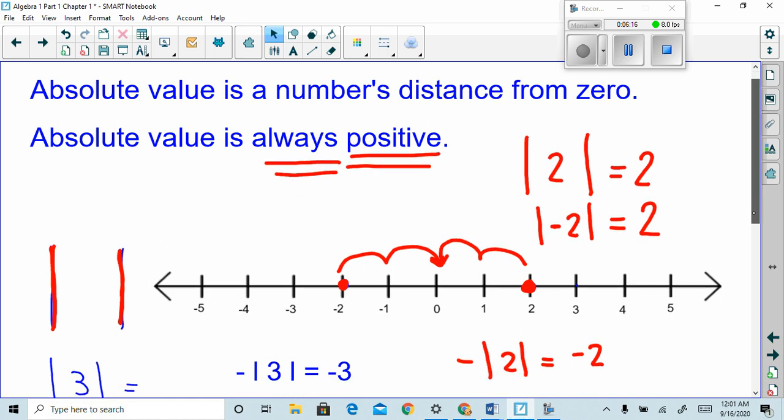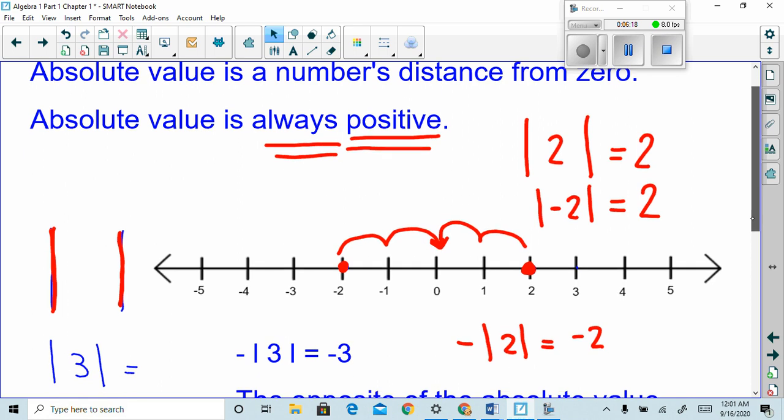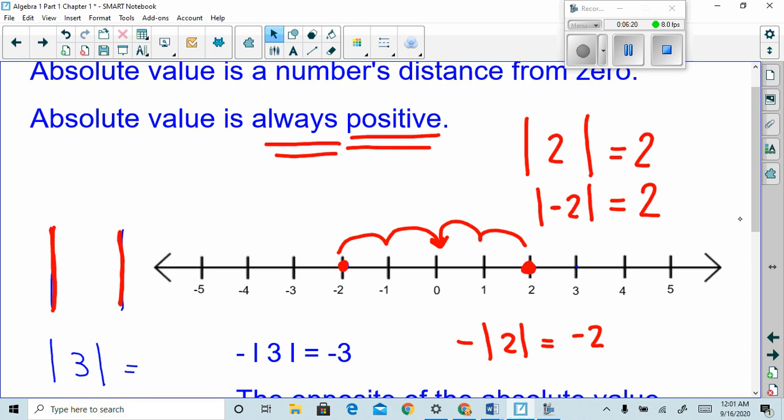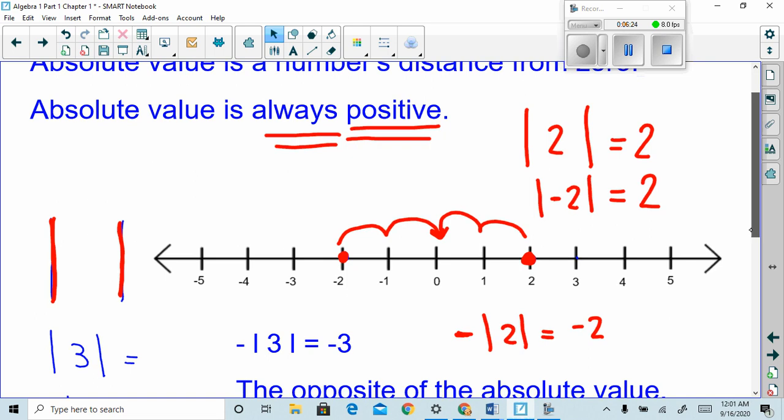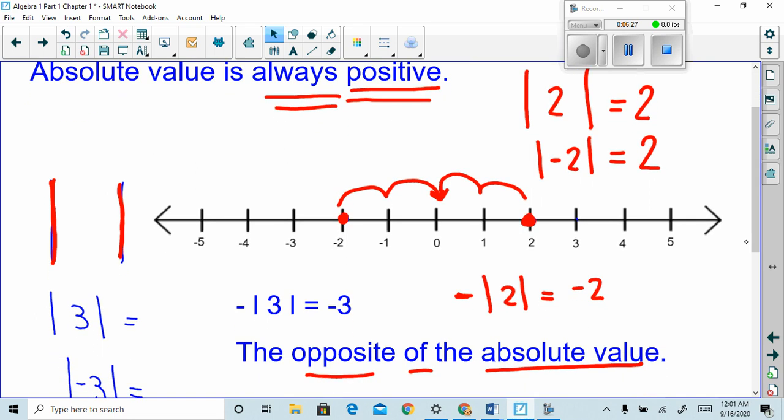Now, as I'm looking at this, every once in a while, if you're looking at an expression, you might see this negative on the outside, and that is simply read the opposite of the absolute value. And the opposite of the absolute value of 2 would be -2.